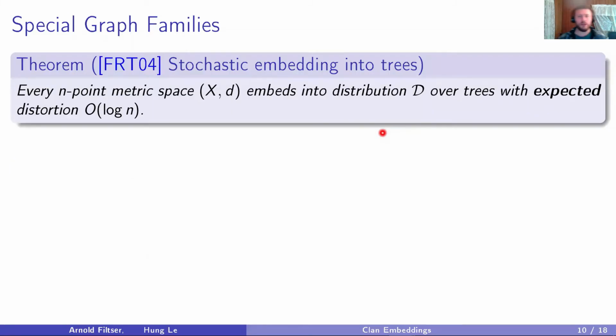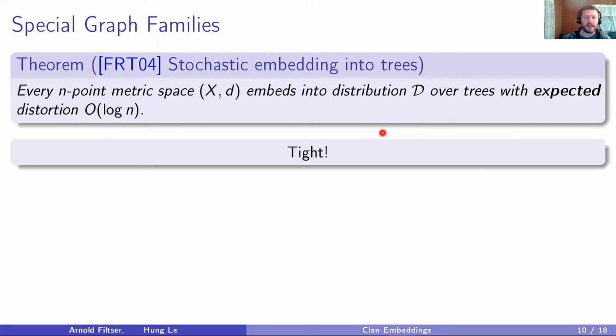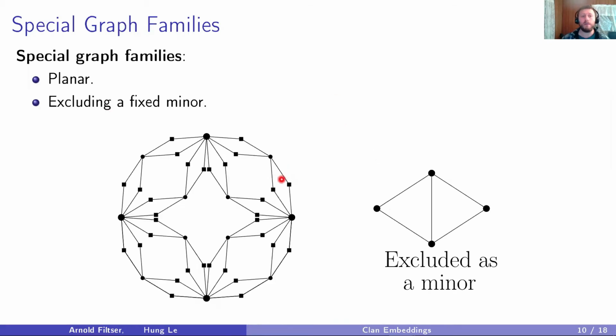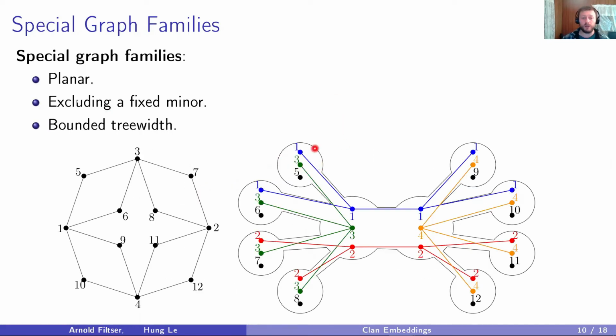So recall the FRT stochastic embedding. Every n point metric space embeds into trees with expected distortion log n. This very successful embedding is tight. That is, you cannot improve this log n distortion. So the initial question to ask is, if I have a special graph family, could I do better than general graphs? The special graphs here, I mean planar graphs, minor free graphs, or bounded Treewidth graphs. If you don't know what Treewidth is, it's a property which measures how tree-like a graph is, and it's a very beneficial property for algorithmic design.